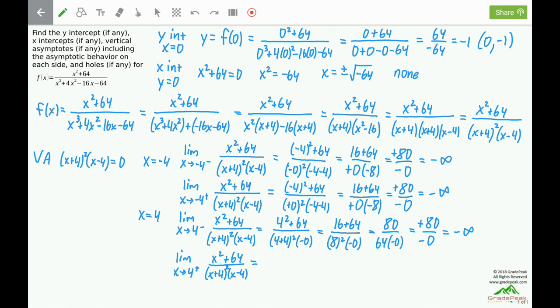The right side limit can be worked in a similar fashion. The right side of 4 is more positive than 4, like 4.01. If that were plugged into the factor in the denominator that's making 0, 4.01 minus 4 is a positive number. It will approach 0, but it'll remain positive. So we can replace x minus 4 with a positive 0. 4 can now plug in for all remaining x's.